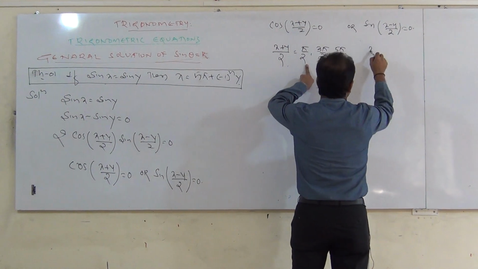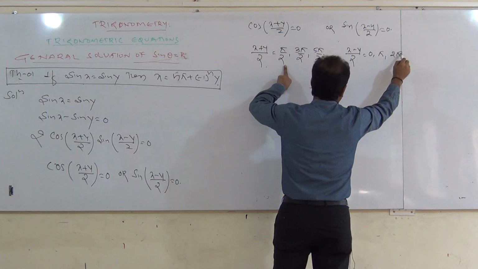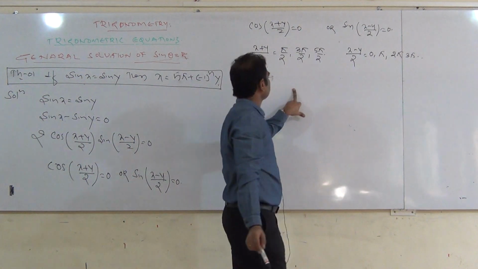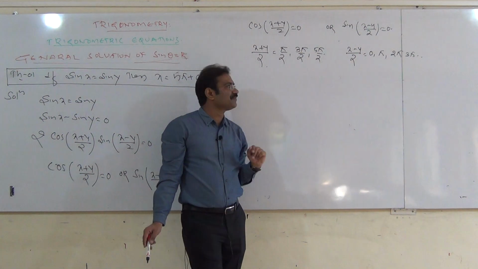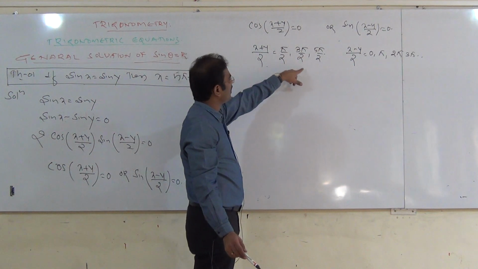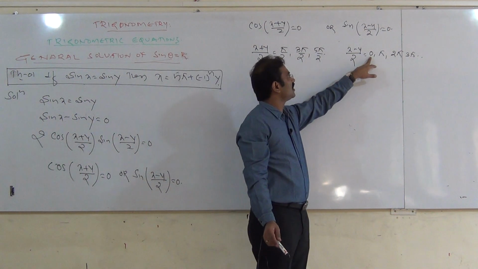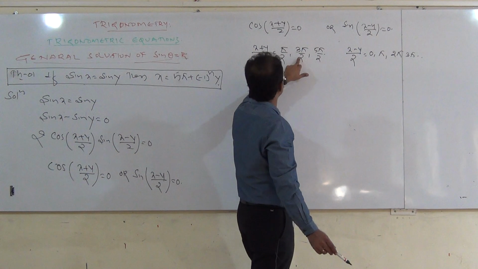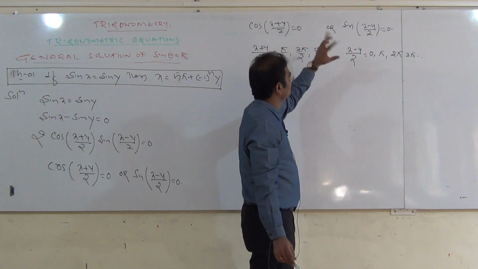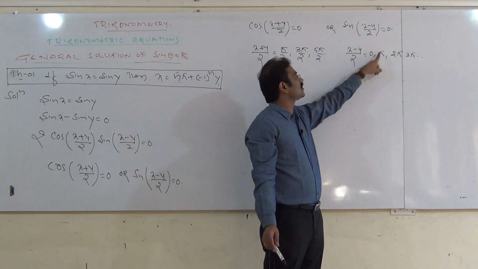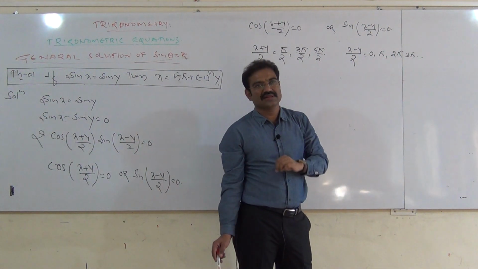And this is (x minus y) by 2 is equal to, when is it 0? 0, pi, 2 pi, 3 pi. What is cos 270? Cos 270 is 0. Pi by 2, 3 pi by 2, 5 pi by 2. And there, 0, pi, 2 pi. So when it is 90, cos is 0; when it is 270, it is 0; 450, it is 0. Here also, sin 0 is 0, sin 180 is 0, 360 is 0, 540 is 0. These are all the values.